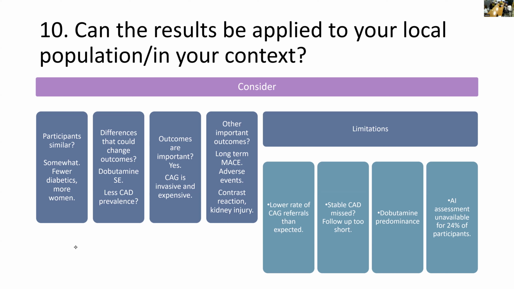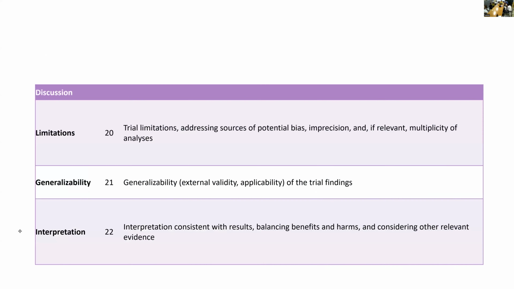Limitations, they had a lower rate of referrals than expected, which is why they still emphasize AORC. Whether we missed stable CAD, all stress over dopamine, and AI assisted itself was not available for a quarter of the patients in the intervention arm. So whether because of that, it's not able to show the difference that may exist with the question. So these are the questions from the Consort checklist about limitations, generalizability, and interpretation.